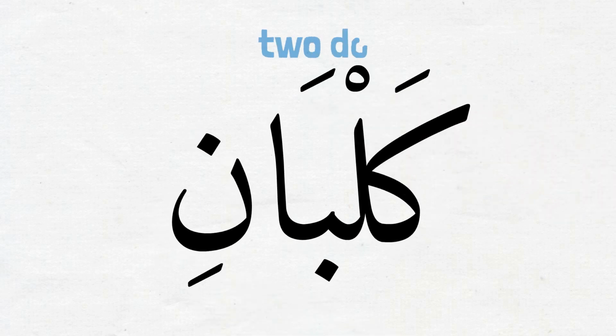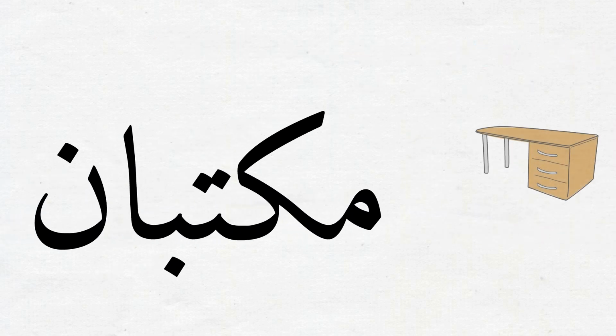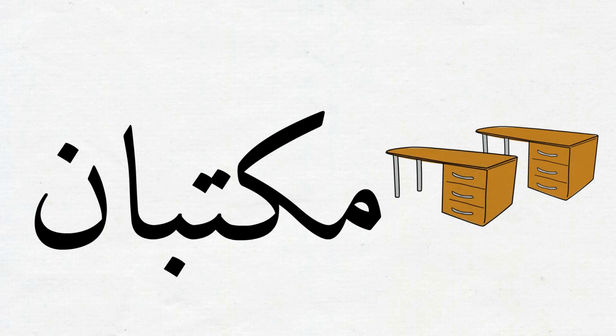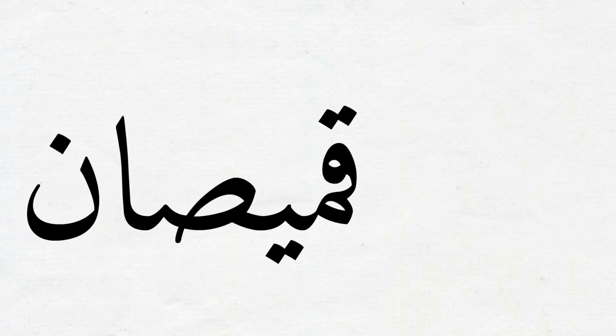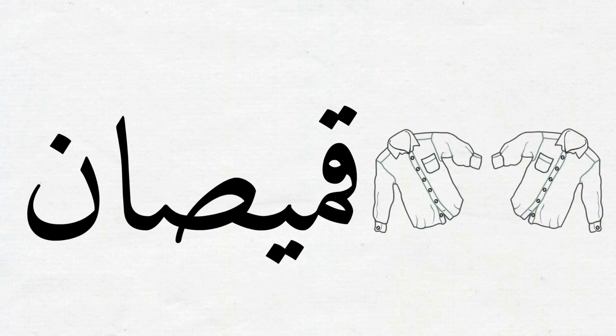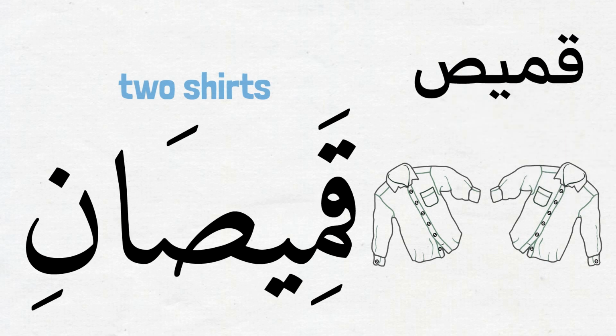kalbani, right? Two dogs. It is a dual of the ism kalb, a dog. Try this word now. maktabani, two desks. It is a dual of maktab. How about this? qamisani, two shirts. What is its mufrad form? qamis, right? Very good. qamis became qamisani.